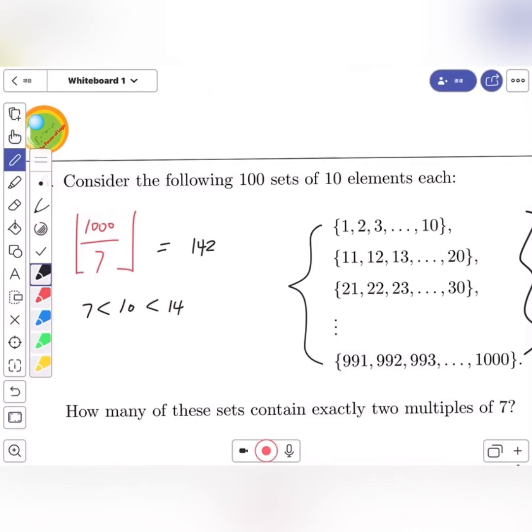Now, if you do not believe this pattern, just try some of the new sets and you're going to realize that you can either get 1 multiple of 7 or 2 multiples of 7. Now, how does this even help us?